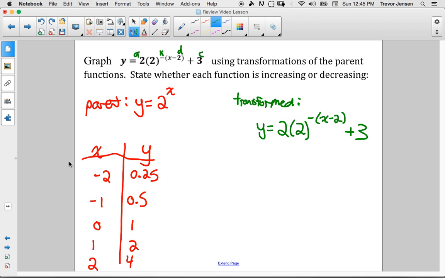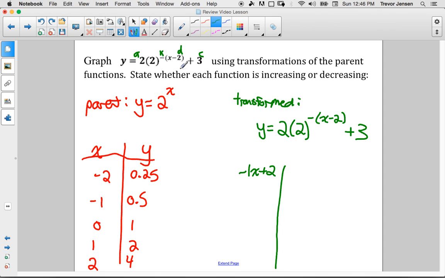Now I'll get some points for the transformed function. Let's look at the x values first, and what the k and d values are going to do. Well, k is -1. That's going to cause a horizontal reflection, so I'm going to have to multiply my x values by -1. And my d value is 2. That's going to shift it to the right 2, so I'm going to have to add 2 to all of my x values.